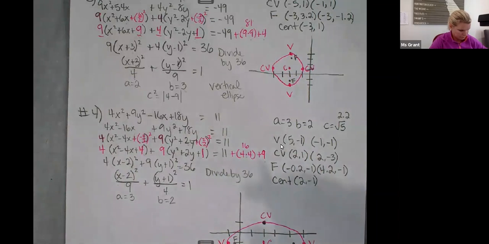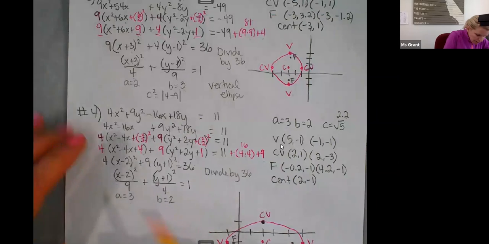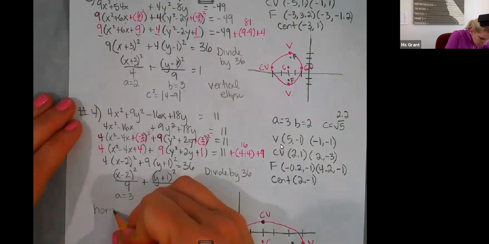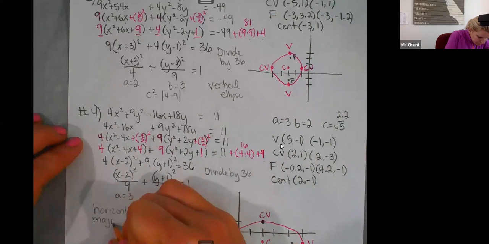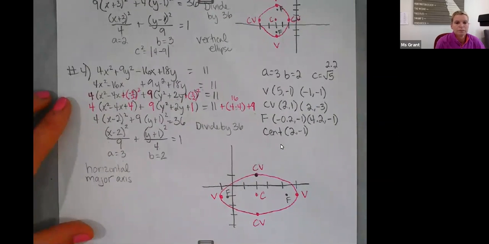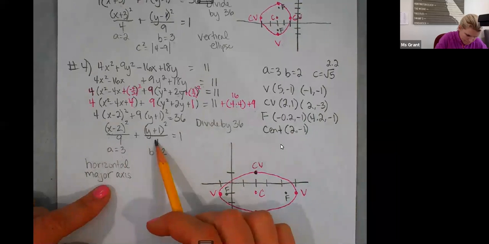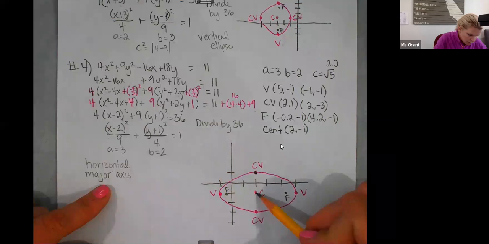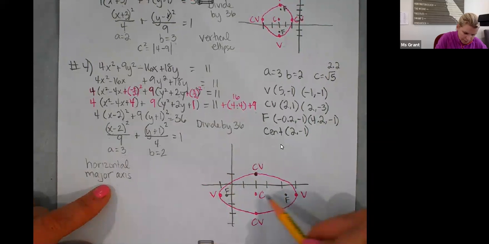Okay. So there we go. Hey, a is bigger. It's going to be a horizontal. The major axis is horizontal. From my center, which is positive 2, negative 1, I go 3 to the left and 3 to the right. That's what the 3 does. 3 to the left, 3 to the right.